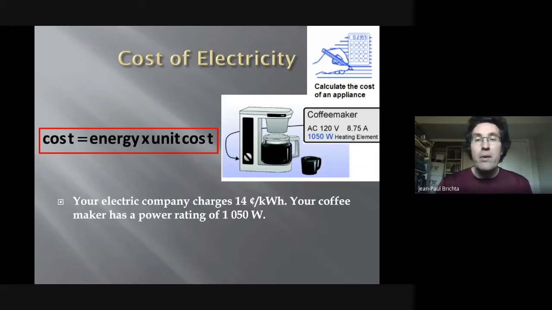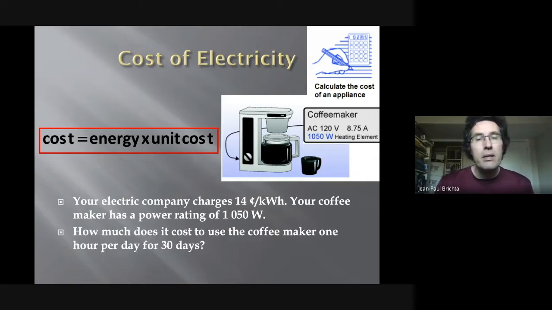Okay. Then we also need to know how many hours we're going to use this for. Now that's not given yet in the question. I wonder if that's the next thing that's coming up. Okay, here we go. So we're going to use the coffee maker 1 hour per day, like in the morning, I guess, when folks like me need it. 1 hour per day for 30 days. So we're going to assume it's a 30-day month.